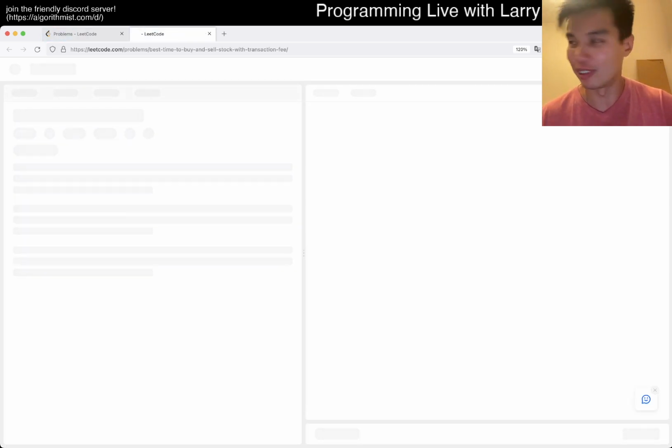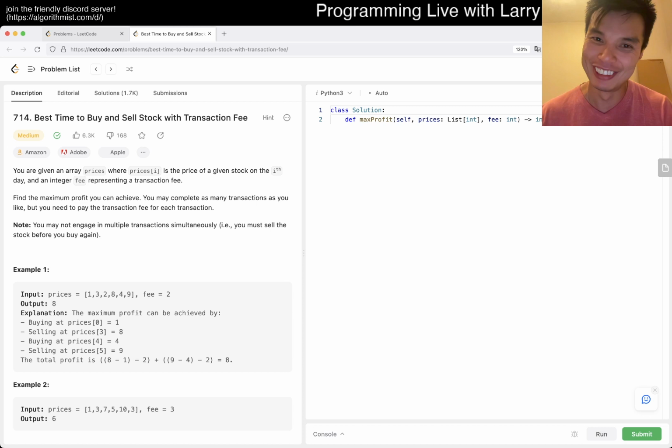And it seems like it's the classic traditional. Oh, yeah, I'm in Lisbon right now in Portugal. And this is the classic buy and sell stock, but this time with a transaction fee. I probably already have a video on this, but let's go over it very quickly.